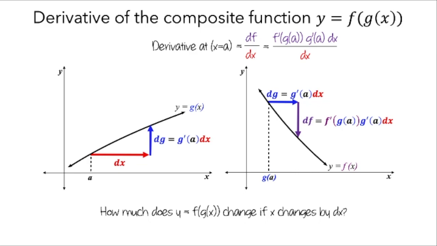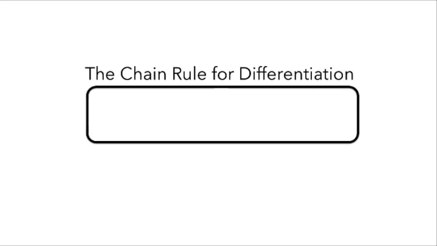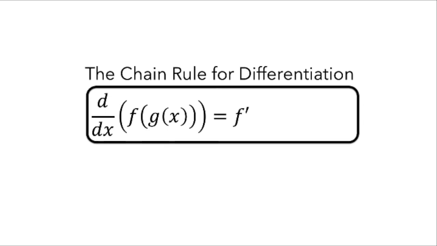Since dx is in both the numerator and the denominator of this expression, we can cancel this amount, which shows that the derivative of the composite function can be written as a product of the derivative of f evaluated at g and the derivative of g evaluated at a. This gives us the general chain rule for differentiation. The derivative of a composite function f of g of x is equal to the derivative of f with the argument g of x multiplied by the derivative of g.